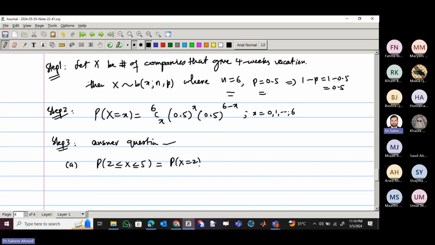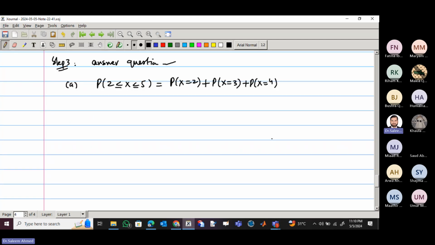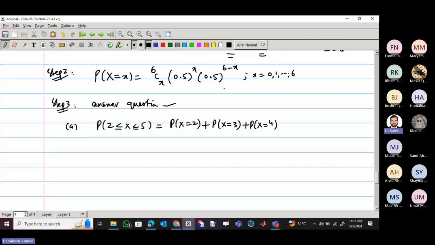You will write 2, 3, 4, 5 because it's a discrete variable. It does not give you probabilities in an interval. You will not use integration here, right? There is no PDF. This is the probability formula. So you have to individually find the probability of x equal to 2, 3, 4, 5. There are no values between those. So now you can put 2, 3, 4, 5 in this formula and write the answers. Okay, so that is, I think, simple.